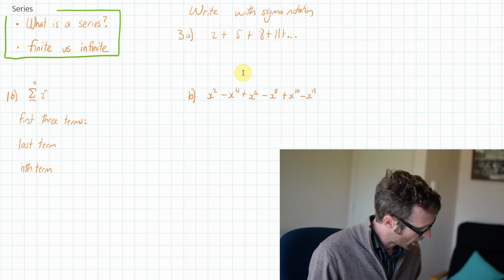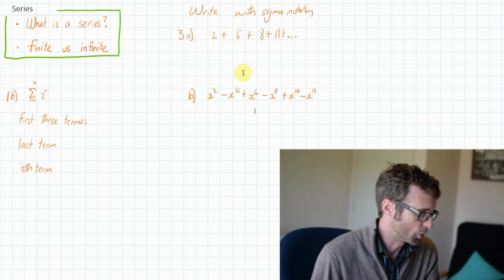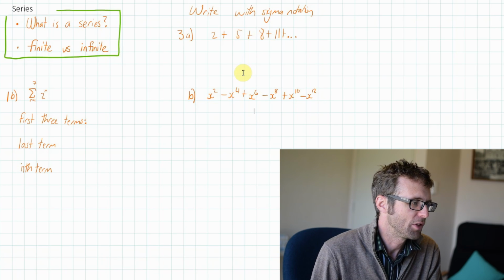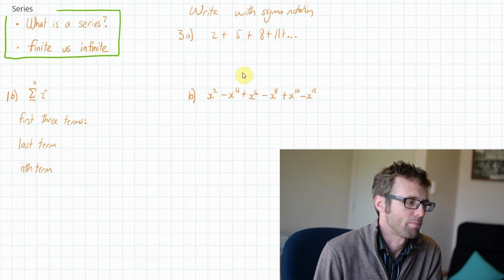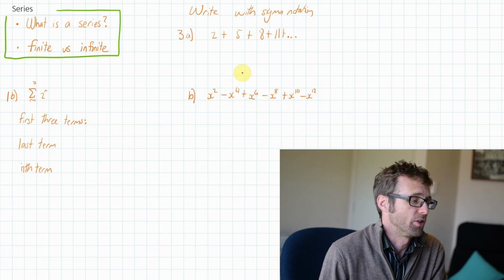You can find this on page 116 of your textbook. So a series is when you are adding terms of a sequence. There are different types of series. Some are finite and some are infinite. I'm going to go through some examples with you.